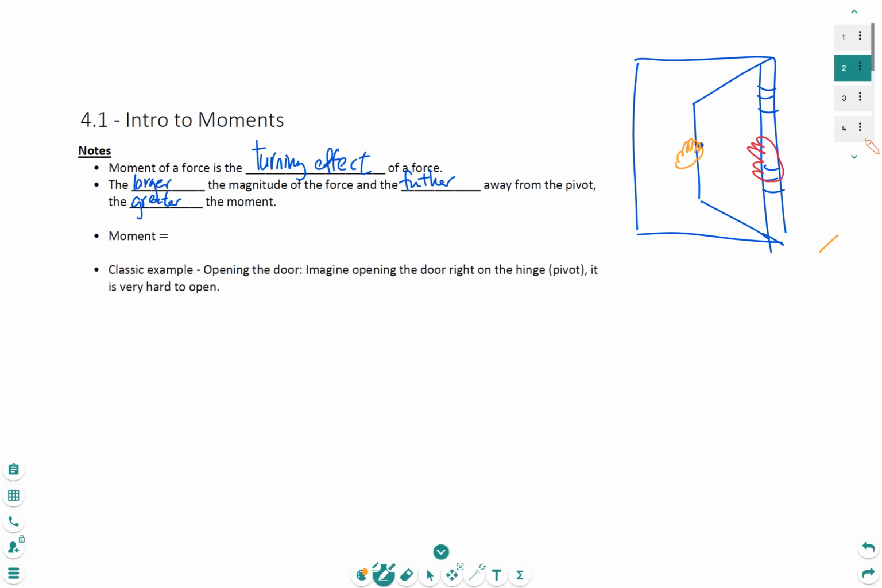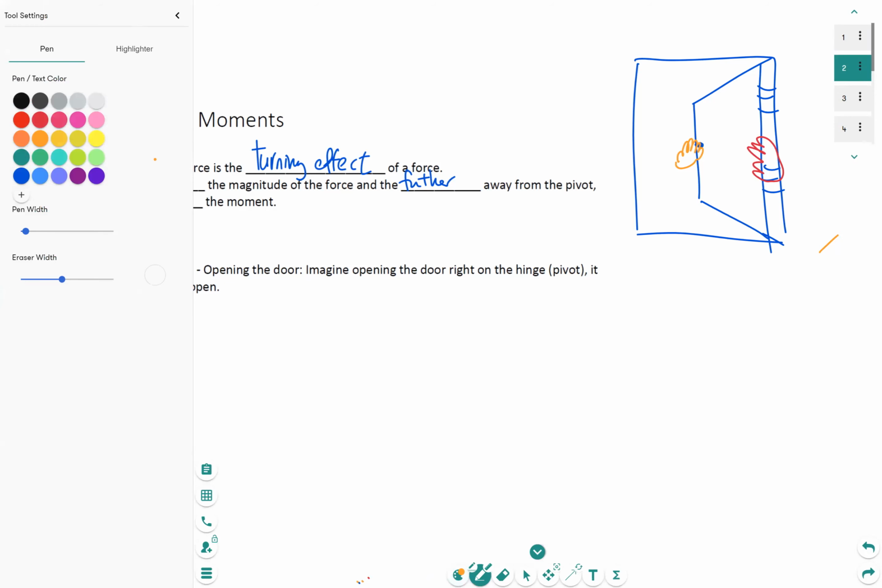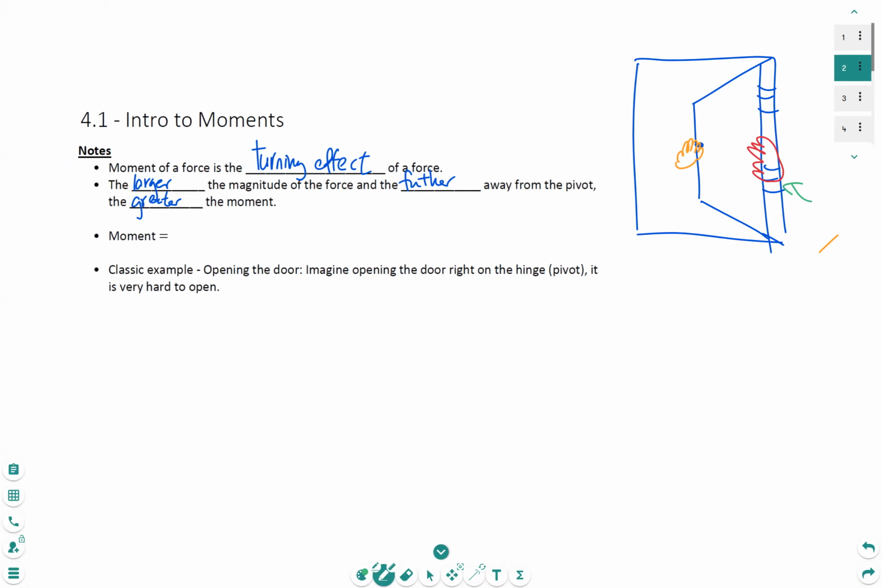Because when you open the door, the pivot is here. The pivot is by the hinge. So that's the pivot. Sorry about my writing again. When a guy opens the door from the door handle, which is quite far away from the pivot, then you generate more moment. Now, look at this sentence again. The larger the magnitude of force, so imagine you opening the door forcefully, and the further away from the pivot, the greater the moment. So you can easily open the door because you generate more moment.